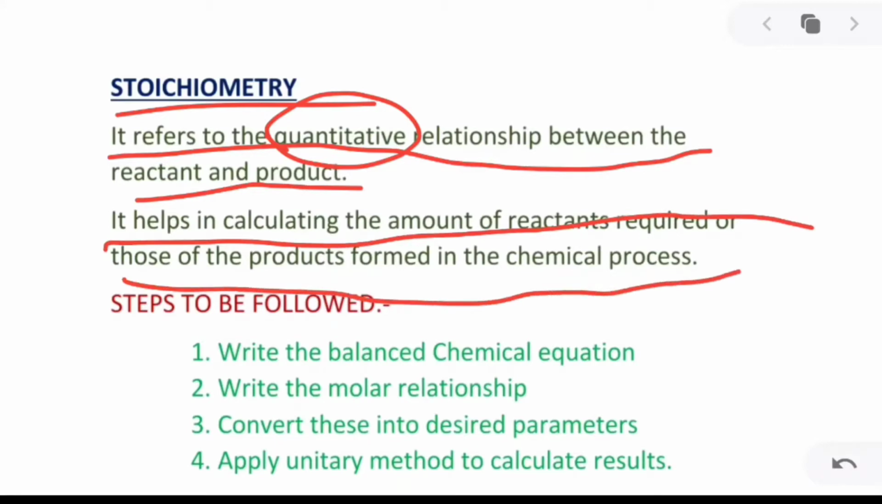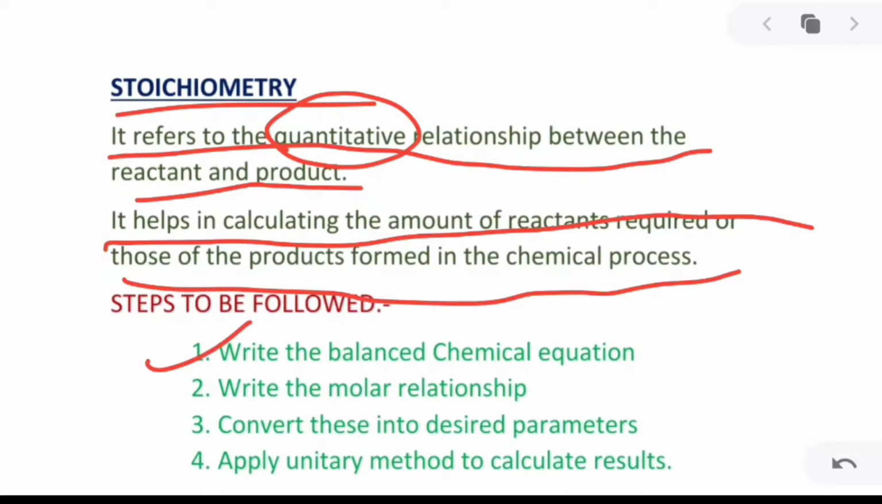There are some steps to be followed to calculate the amount of reactant or the amount of product formed. The first step is to write the balanced chemical equation. Whenever we have a chemical equation, we must first balance it. How to balance a chemical equation? We must match the elements on both the sides, and we have to make the number of each element equal on both the sides, reactant and product.